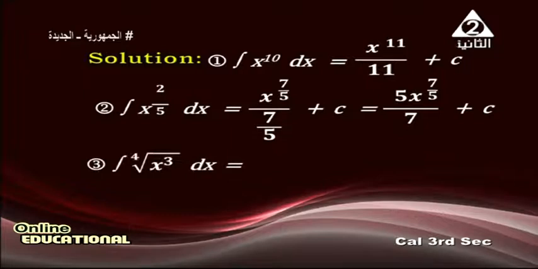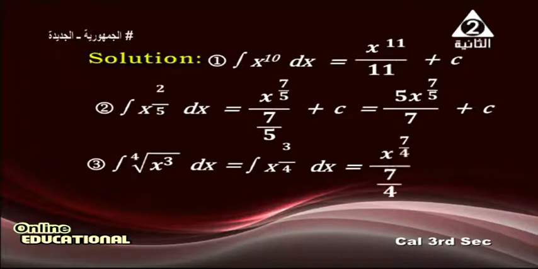Number 3, integration of 4th root of x to the power 3 dx equals integration x to the power 3 over 4. We can change the form of the root, 4th root of x to the power 3, to the exponential form x to the power 3 over 4. Now, what is the integration of x to the power 3 over 4 dx? It equals x to the power 3 over 4 plus 1, which equals 7 over 4, divided by 7 over 4, plus c.